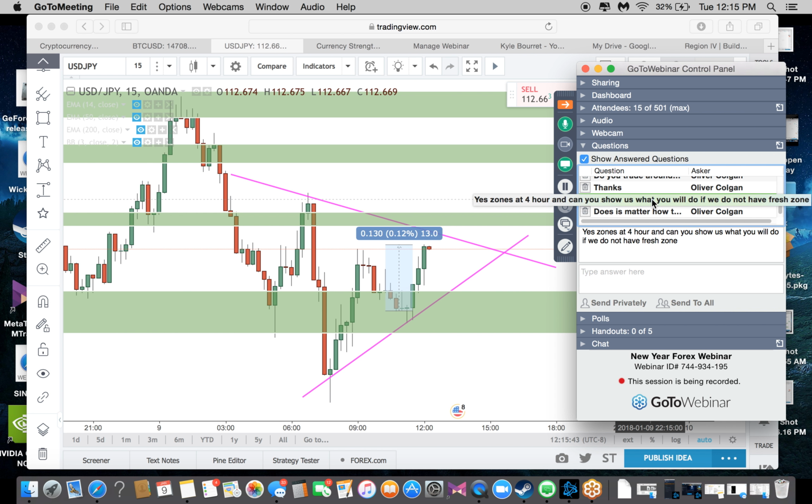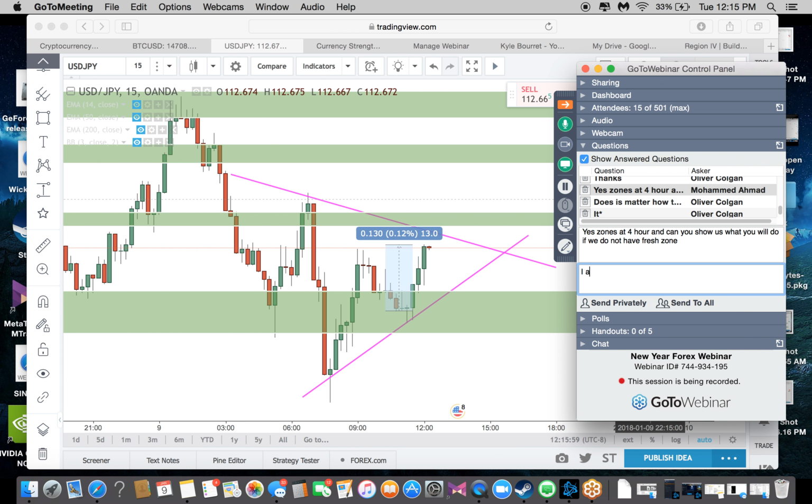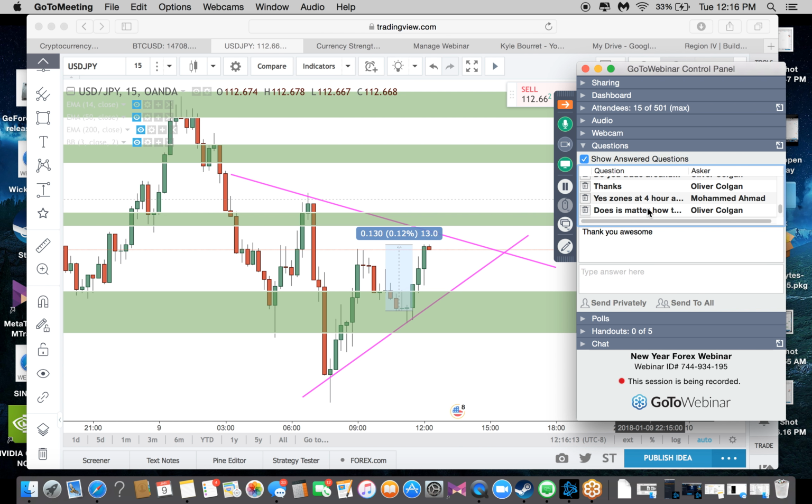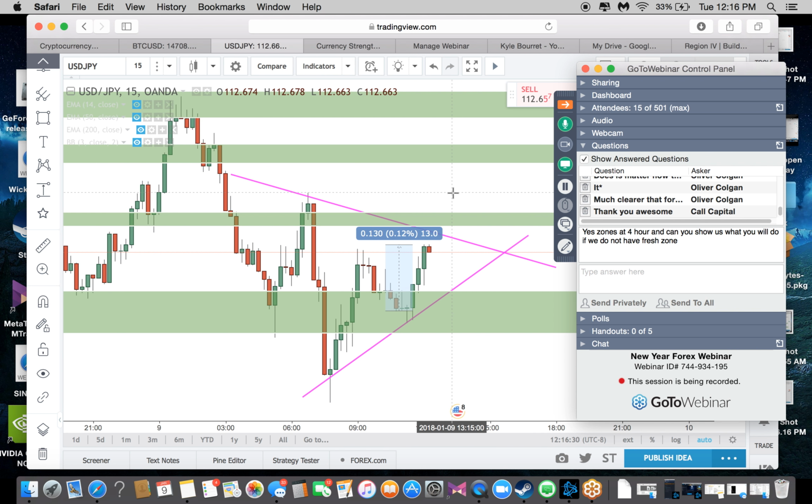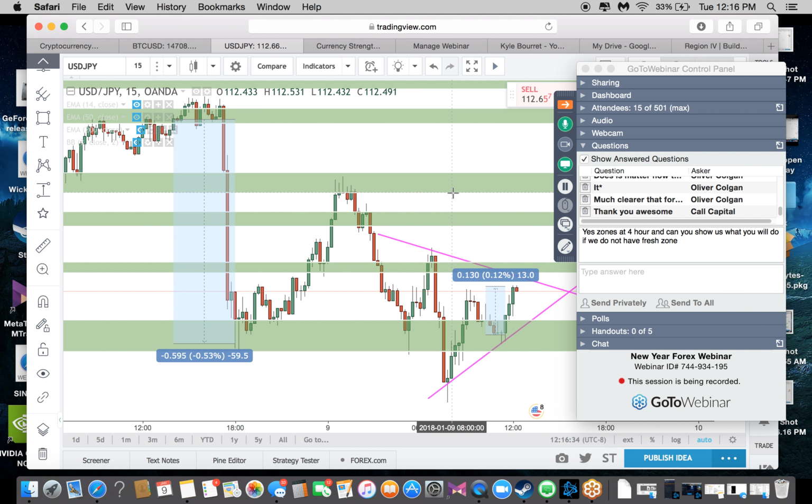Oh, I saw one in here. His zones at 4 hour, and can you show us what you will do if we have a fresh zone? Mohammed, if you're still in here, I'm a little confused on the question that you had sent me, pertaining to show us what you'll do if we have a fresh zone. Just saving a little bit more time for you guys. If you guys have any other questions, go ahead, type them up in the questions box. I'll get to it and I'll answer it.